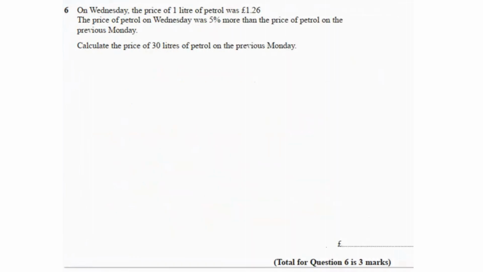Then on Wednesday, the price of 1 liter of petrol was 1.26 pounds. The price of petrol on Wednesday was 5% more than the price of petrol on the previous Monday. Calculate the price of 30 liters of petrol on the previous Monday. So 1 liter of petrol was 1.26 pounds on Wednesday. The price of petrol on Wednesday was 5% more than the price of petrol on Monday. So Wednesday, and then we have Monday.